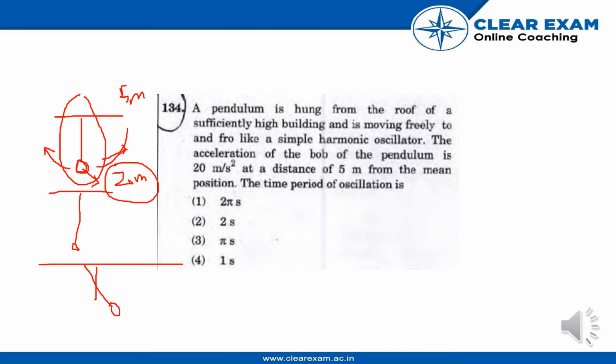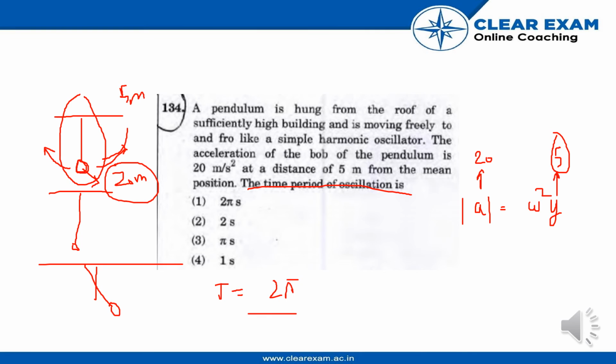So from this given, we can say that the acceleration equals omega square y, where y is the distance which the pendulum is covering from the mean position, and a is the acceleration of the bob. We need to find omega in order to find the time period, because time period is nothing but 2 pi by omega. So in order to find the time period, we need to find the omega.